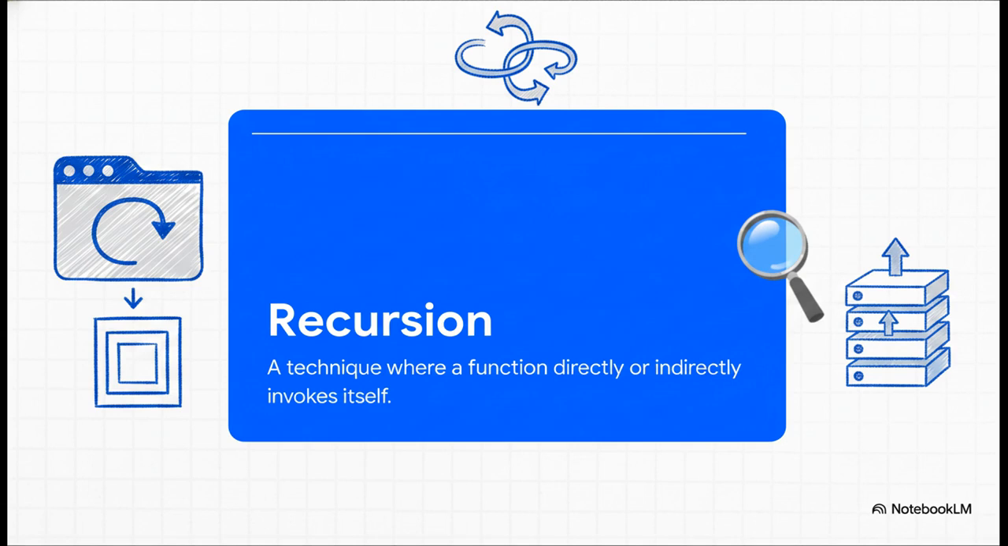In plain English, recursion is just a programming technique where a function calls itself. It's a way of solving problems through repetition and self-reference. So instead of writing a clunky while or for loop, a function tackles a massive problem by slicing off a tiny piece and handing the rest of the problem to a brand new copy of itself.